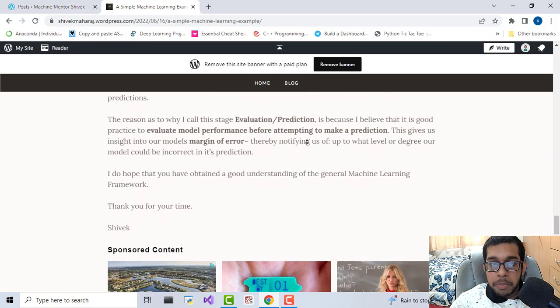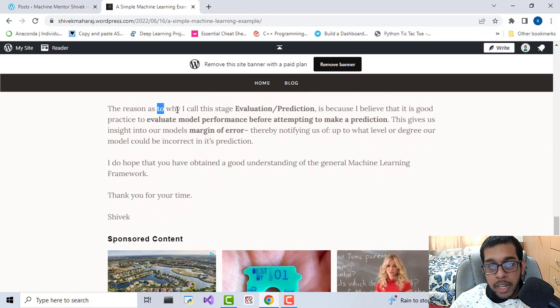Now, I mentioned this before. The reason I call this stage evaluation/prediction is because I believe it is good practice to evaluate model performance before attempting to make a prediction. This gives us insight into our model's margin of error, thereby notifying us up to what level or degree our model could be incorrect in its prediction.